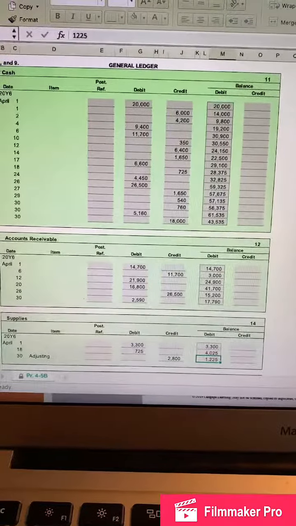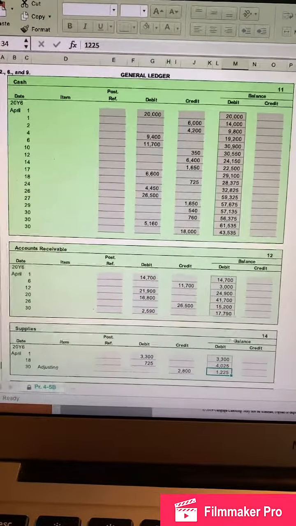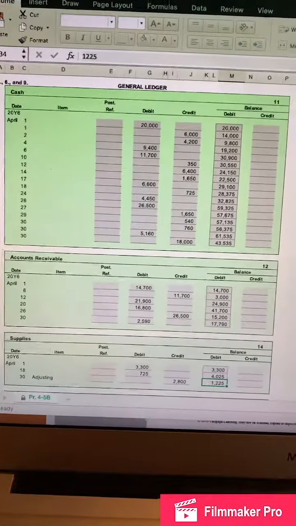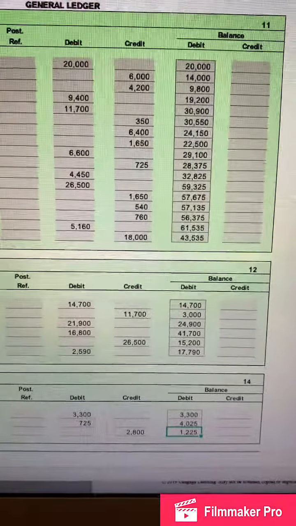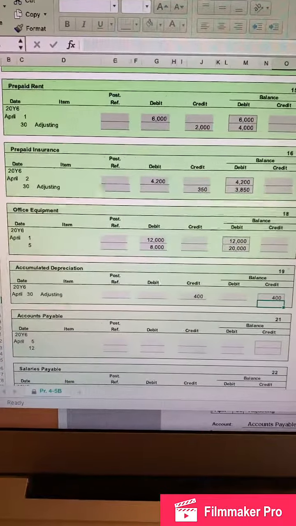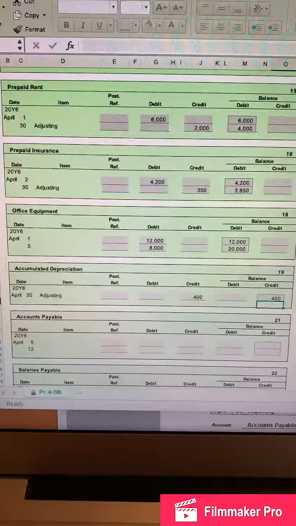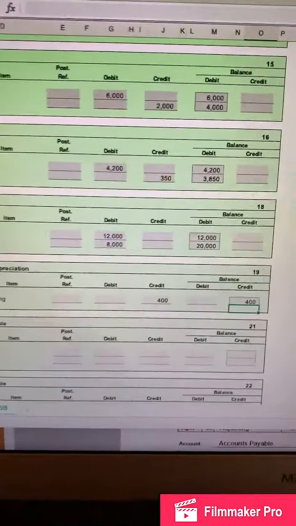Okay, so I did the general ledger for cash, accounts receivable, and supplies. So that's what it looks like. I went through, that took me about 15 minutes to do, so it does take a lot of time. I also did the general ledger for prepaid rent, prepaid insurance, office equipment, and accumulated depreciation, and these are the values.